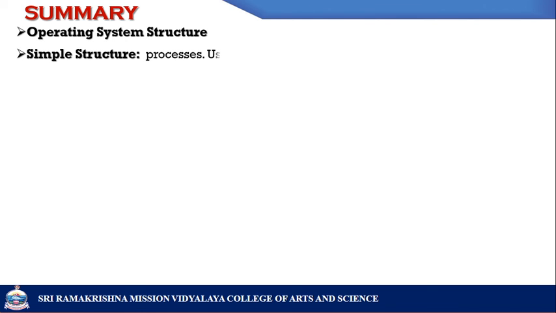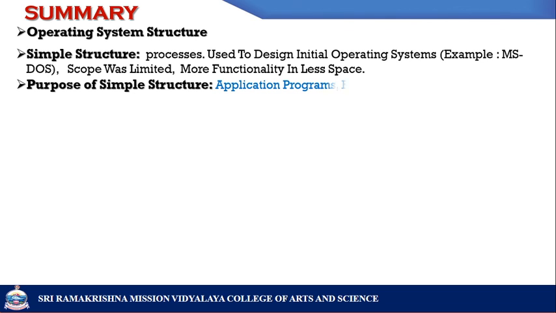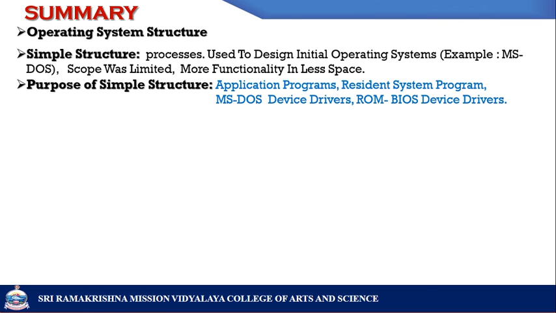Now, the summary of this video lesson. In this video lesson, we discussed operating system structure, the simple structure. It is used to design initial operating systems, for example MS-DOS. The scope was limited. It provides more functionality in less space. The layers of the simple structure are application programs, resident system programs, MS-DOS device drivers, and ROM BIOS device drivers.